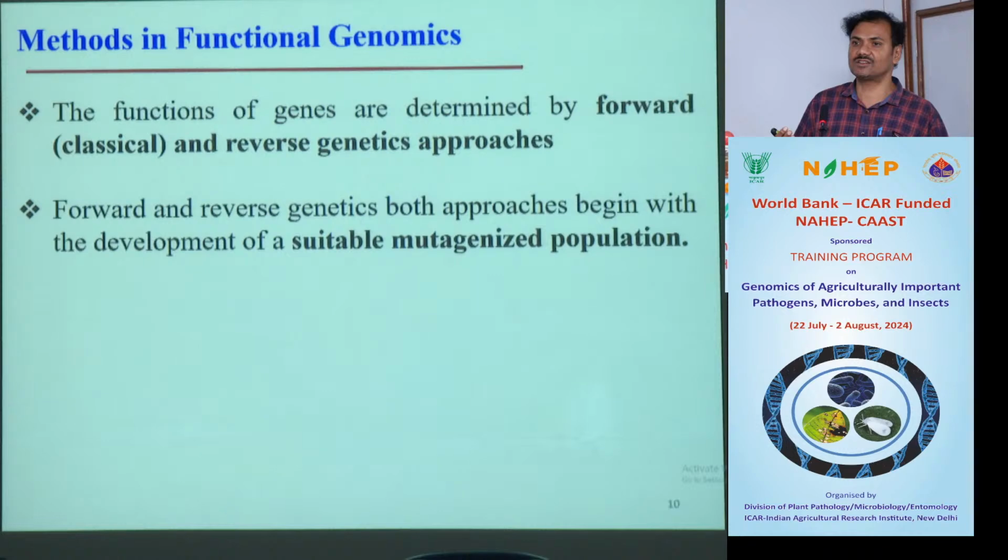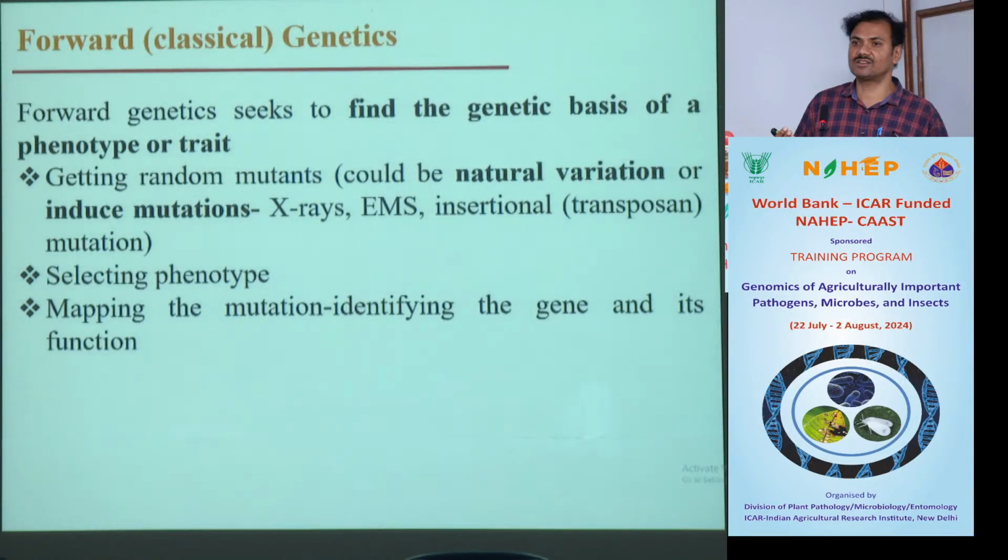Now, generally in functional genomics, what is the approach? The forward genetics and the reverse genetics. To make it very simple, going from the phenotype to the genotype is forward genetics. If you know the gene and want to find its function, that is genotype to phenotype, the reverse genetics approach. But in either case, forward or reverse, you need to develop a mutagenized population, which can be either natural variation or induced. So you get the phenotype, and then identifying the gene by mapping is forward genetics.